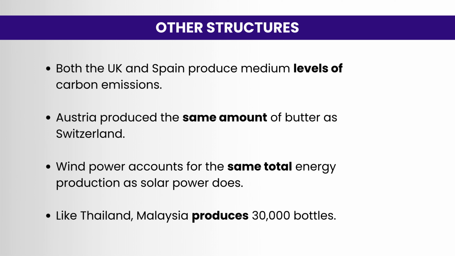Austria produced the same amount of butter as Switzerland. Wind power accounts for the same total energy production as solar power does. Like Thailand, Malaysia produces 30,000 bottles.